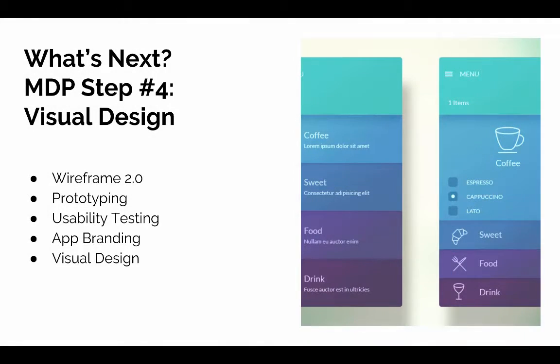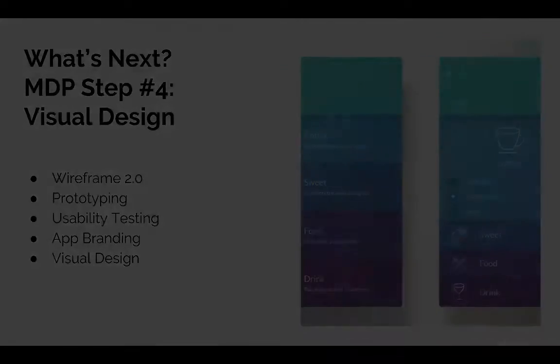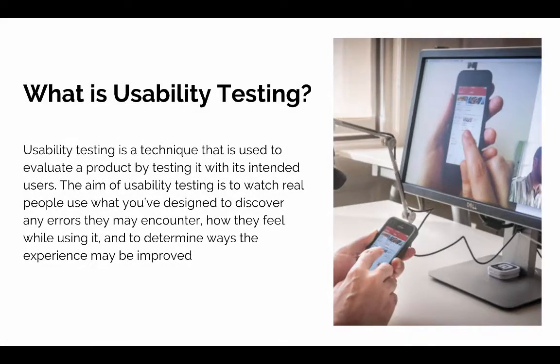With mobile design process steps 1 to 3 under your belt, you're almost ready to dive into branding and visual design. But before you do that, you'll have to digitize your wireframes, create a prototype, and complete at least one usability test. So what is a usability test?